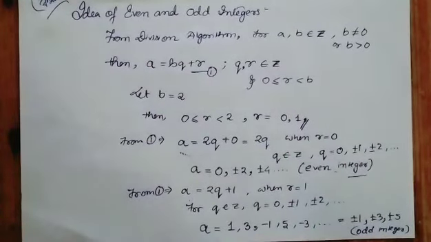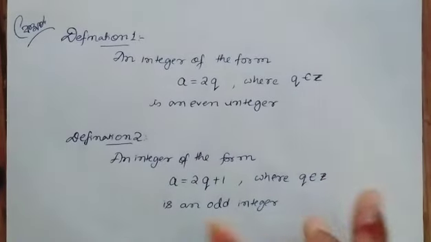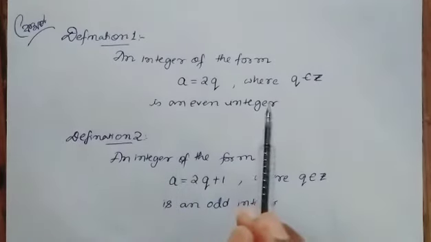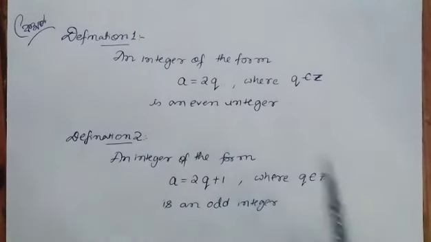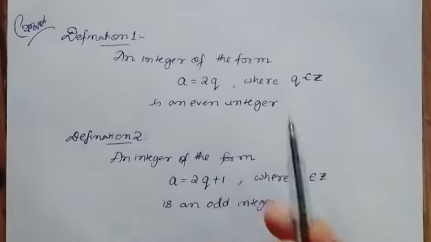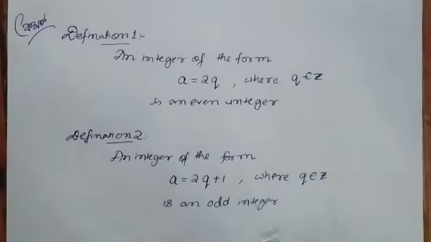So now we shall discuss some problems. Before we move towards the problems, you can write down the definitions of even and odd integers. An integer of the form a equal to 2q, where q is an integer, is an even integer. So if any integer can be expressed as 2 multiplied by some other integer, then it is an even integer. And if any integer can be expressed as 2 multiplied by some other integer plus 1, then this integer will be an odd integer.